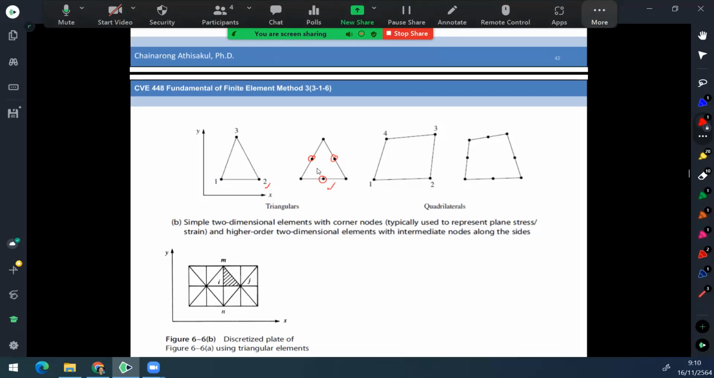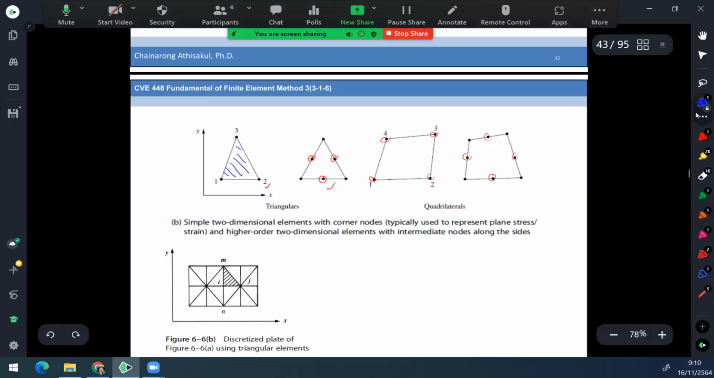In the same manner for the quadrilateral shape, in the general case we may apply just four nodes, but in some cases we may add nodes. That means we increase the degree of polynomial to approximate the displacement inside the element. You have to note that this type of element is an area. This is the plane, so we consider the value inside this type of element.